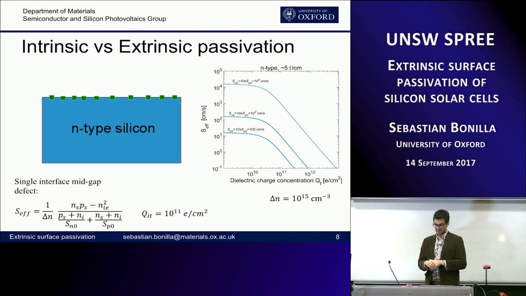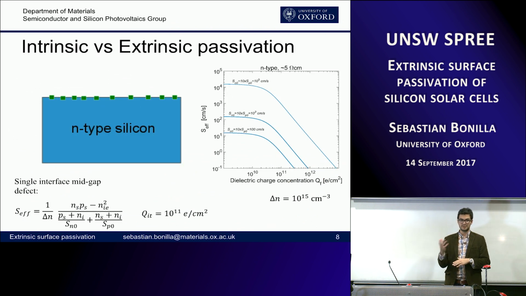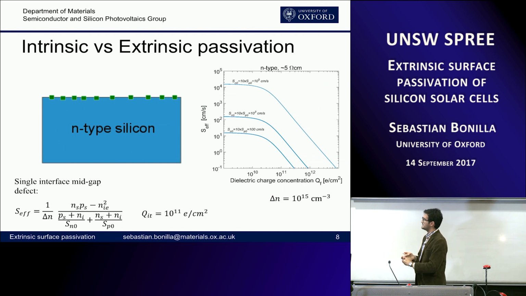Okay, so now let's move on to the difference that we're trying to make between intrinsic and extrinsic passivation. Here we have again an N-type silicon surface. In this case, I've used a simulation of a single mid-gap defect, so the recombination velocity is given by this term here. I've set a charge at the interface of 10 to the 11, just to simplify and have an easy number of plots here. This is done on an N-type silicon, 5 ohm centimeter. So we have our N-type silicon number of states there.